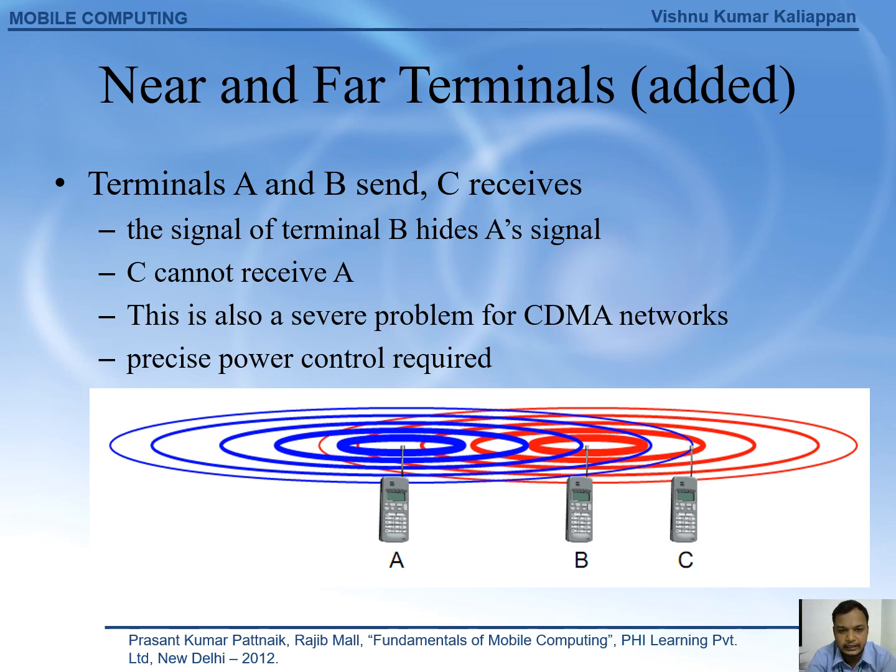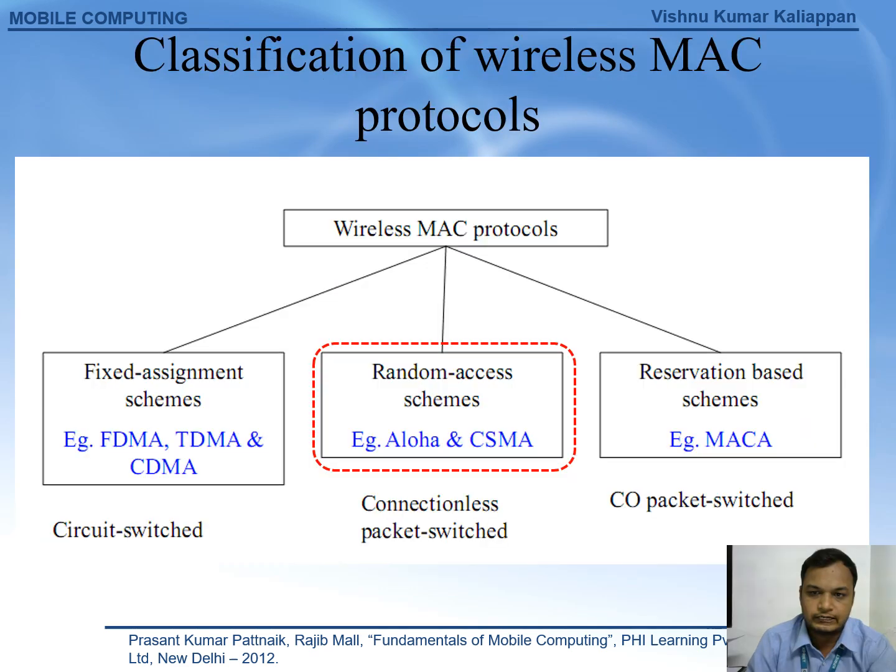Because of that, when data travels a longer distance, there is a possibility for the occurrence of collisions. So terminal A and B send, C receives. The signal of terminal B hides A's signal, so C cannot receive the signals of A. There is also a severe problem for CDMA networks, that precise power control is required. So these are all the points that come under the near and far terminal problems.